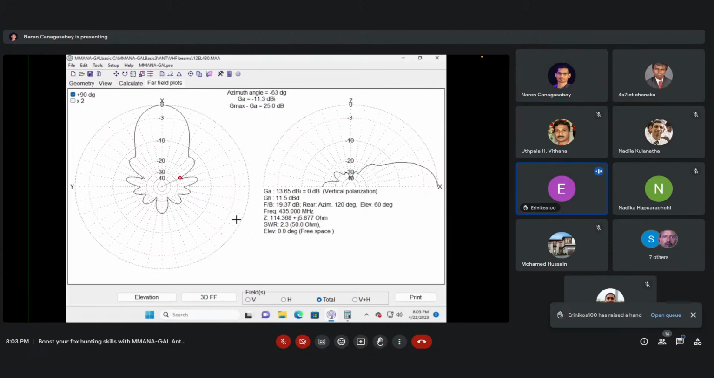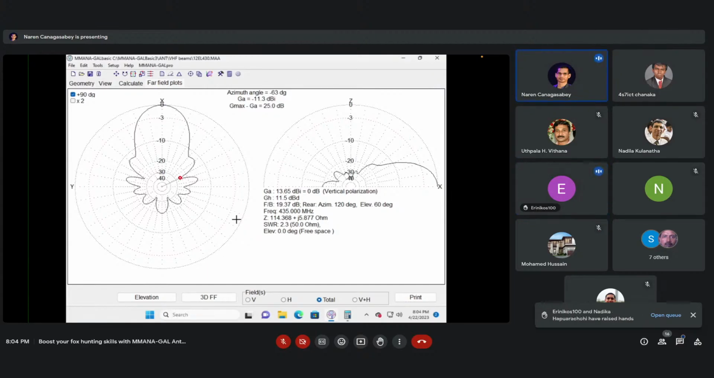Looking at the present design, I see a very narrow front lobe, but there's quite a bit of radiation off the side of the antenna. So would I be correct in assuming that this antenna, regardless of the narrow front lobe and the higher gain, would not be as desirable as the Moxon? Correct. Definitely. Thanks, Naren. And one last question.